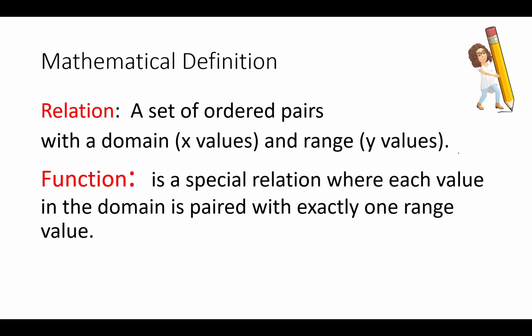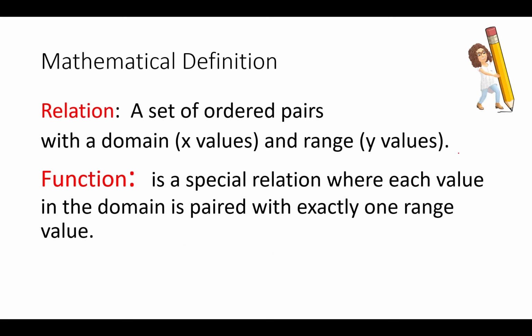So, some definitions that we need to get through first. A relation is just a set of ordered pairs with a domain, aka x values, and a range, aka y values. So, it's just a set of related pairs. Now, a function is a very special relation. A function is where each value in the domain is paired with exactly one range value. Now, you're probably thinking, what does that mean? What that means is that each x has exactly one y value.